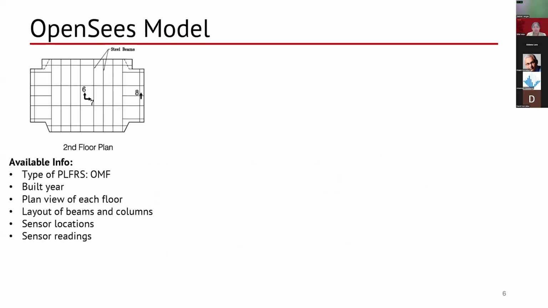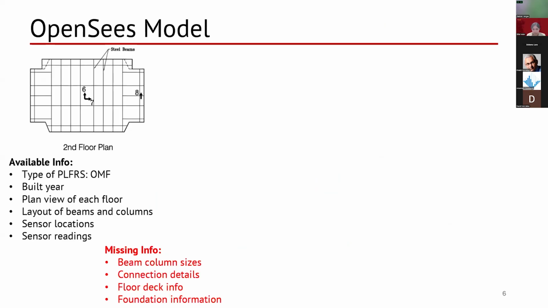So we went ahead and started our second phase, which is the model development. We had some information about the building. We knew that it is a moment frame building. We knew that it was built in the 70s. We had the plan view of each floor, layouts of beams and columns. We had the sensors, so we had recordings. However, we didn't have anything else. We didn't have beam column sizes, connection details, floor deck information, foundation information. So that is something we needed to figure out.